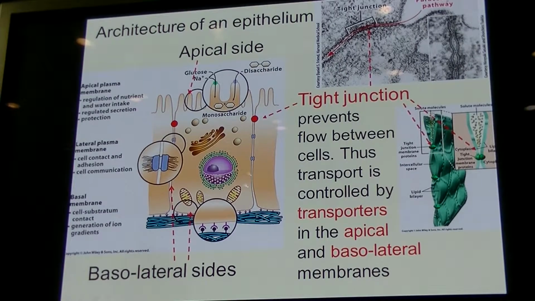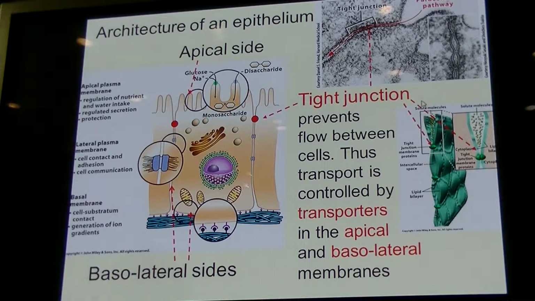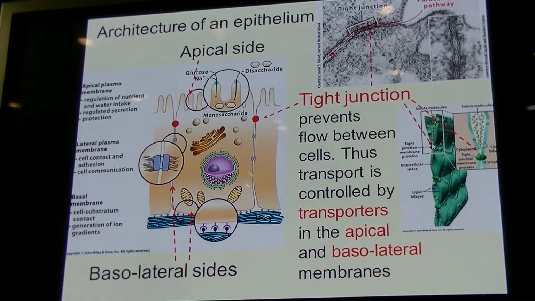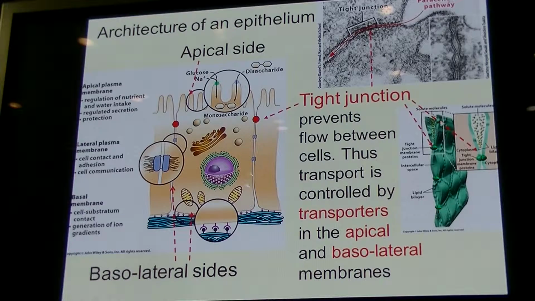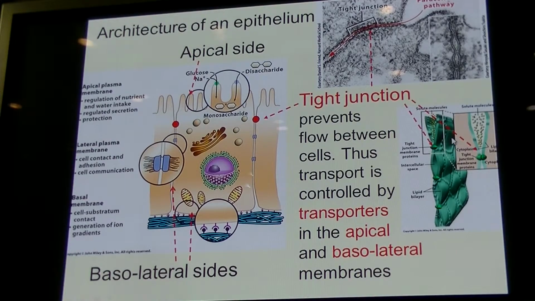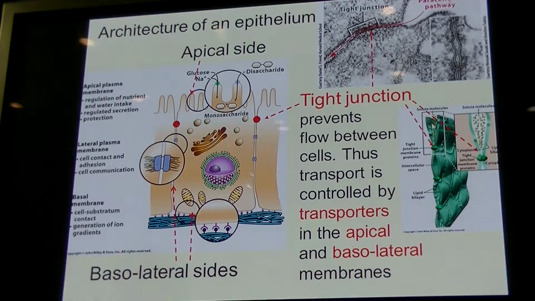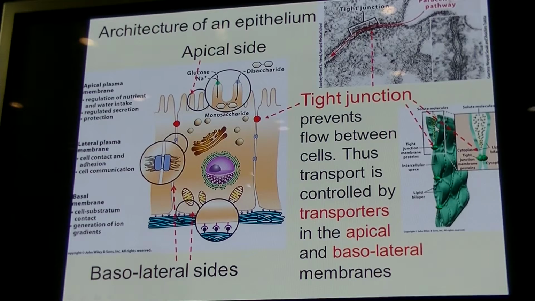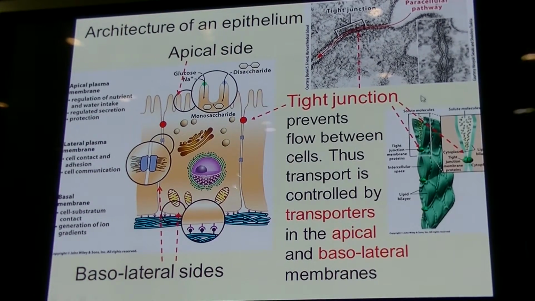This is sort of a 3D view of the tight junction. Here we're at the apical side. This is the basolateral side at the bottom. In green we have the tight junctions. This is one cell membrane, another cell membrane. On the right is a cell, on the left is a cell. Extracellular space in between. The tight junction prevents any diffusion here.